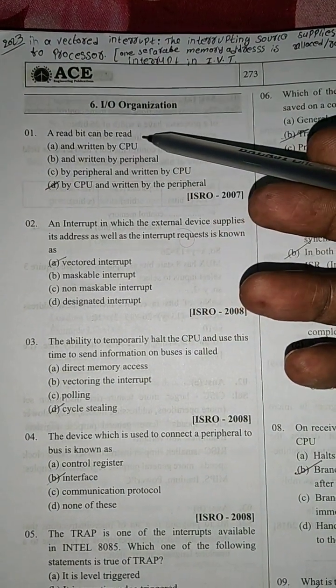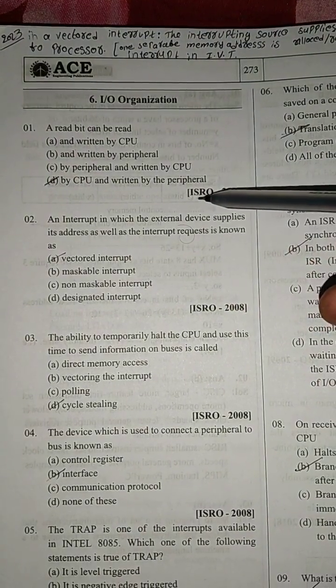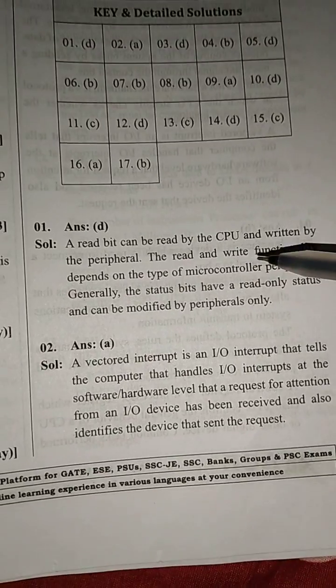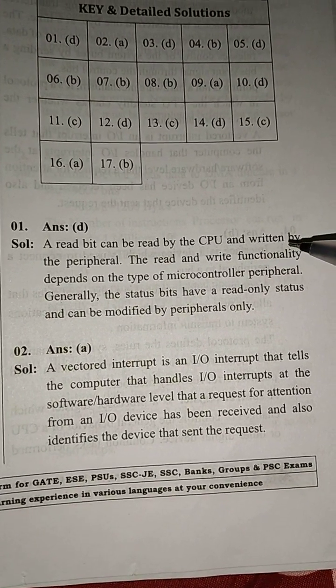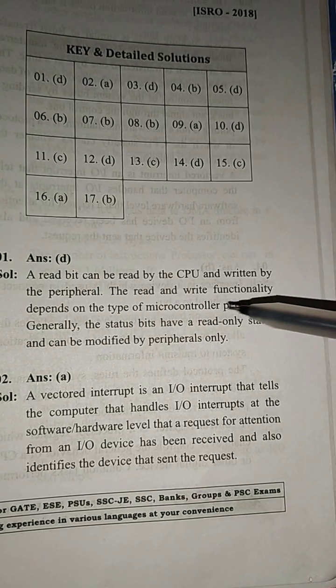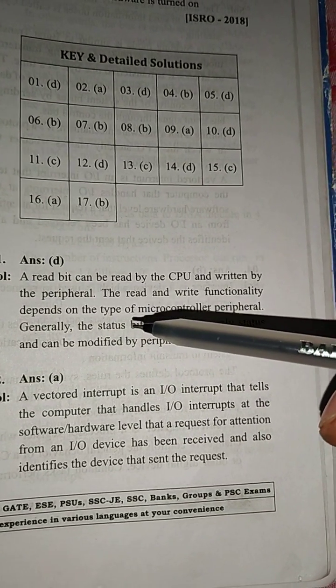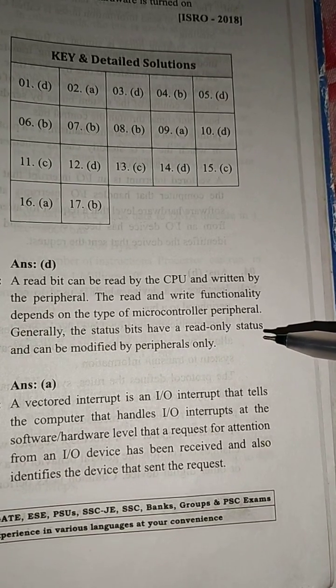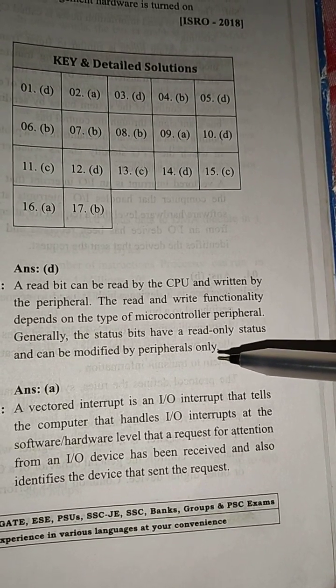Input and output organization. A read bit can be read by a CPU and written by a peripheral. The read and write functionality depends on the type of microcontroller peripheral. Generally, the status bits have a read-only status and can be modified by peripherals only.